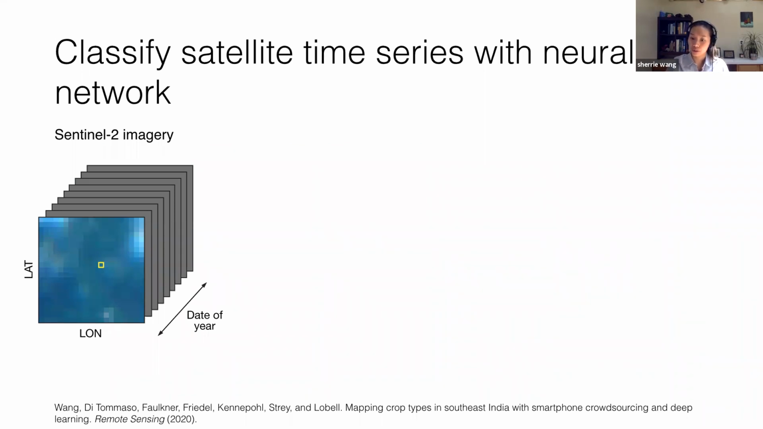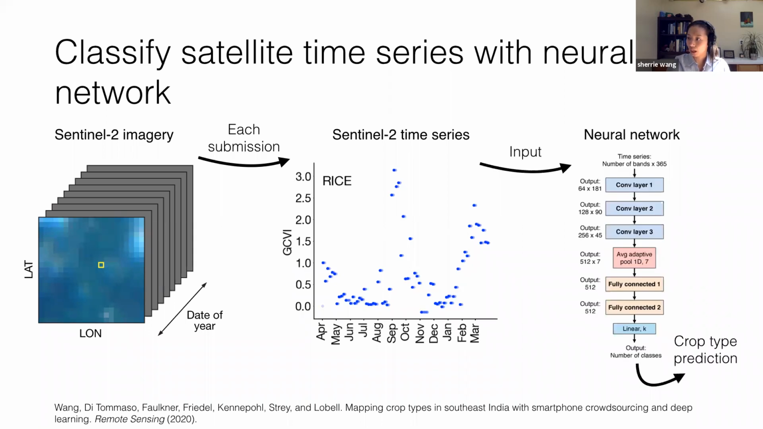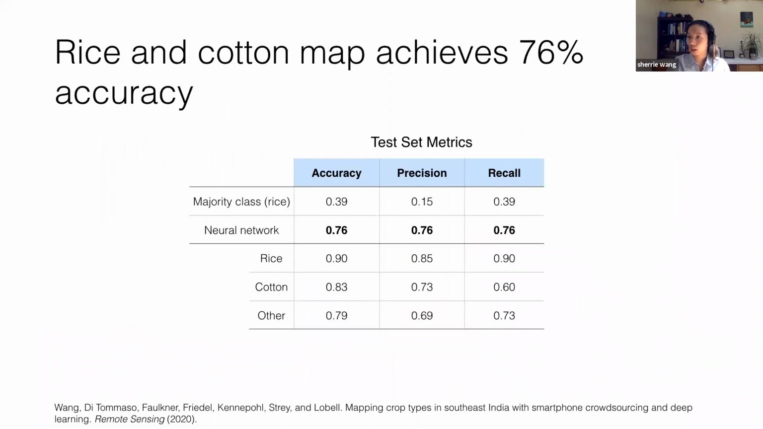And the satellite time series that we're going to use here comes from Sentinel again. And for each submission, we're going to extract the time series over the course of a year. And we also have the corresponding crop type label from Plantix. We then run this time series through a one-dimensional convolutional neural network, a pretty shallow one. And then we use the Plantix crop type labels to supervise that model. When we do this, we get a rice and cotton map that achieves 76% accuracy.